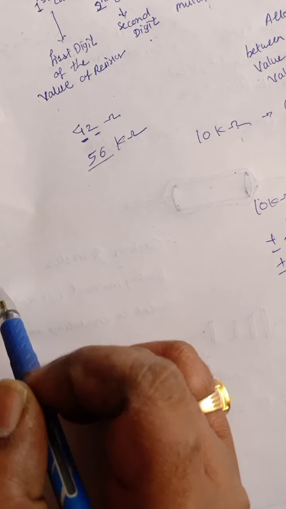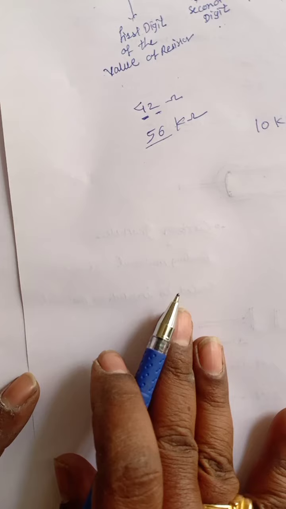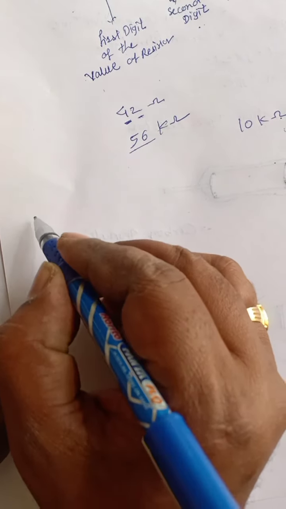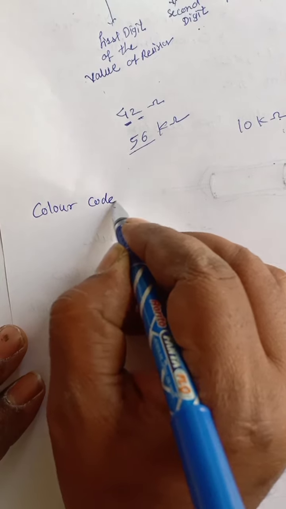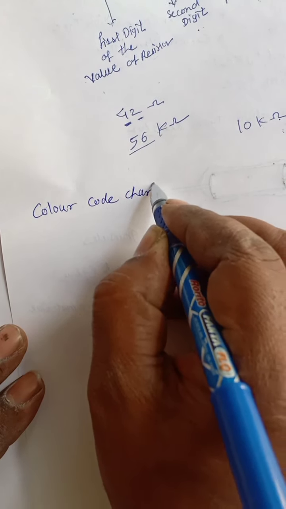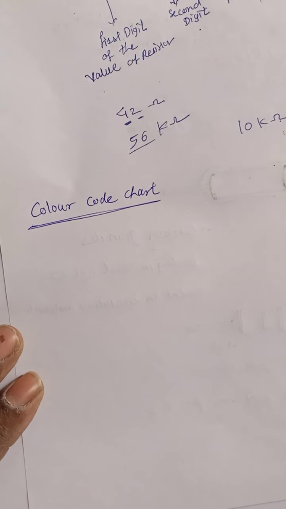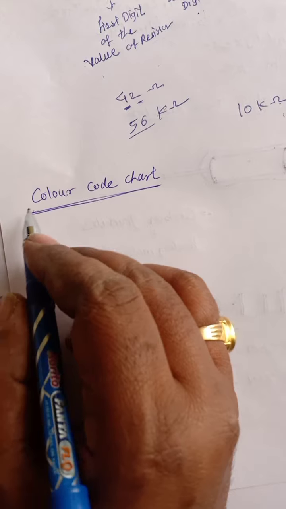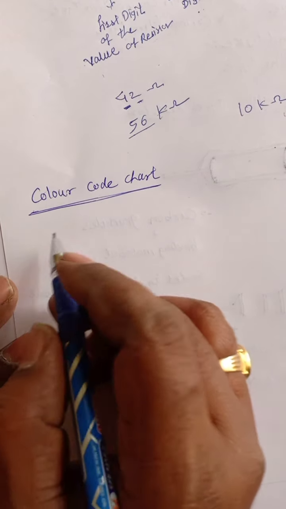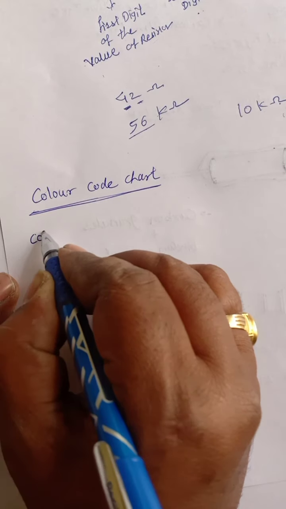Now let us see the color code chart here. This chart represents the colors and their values. So you have to remember the colors.